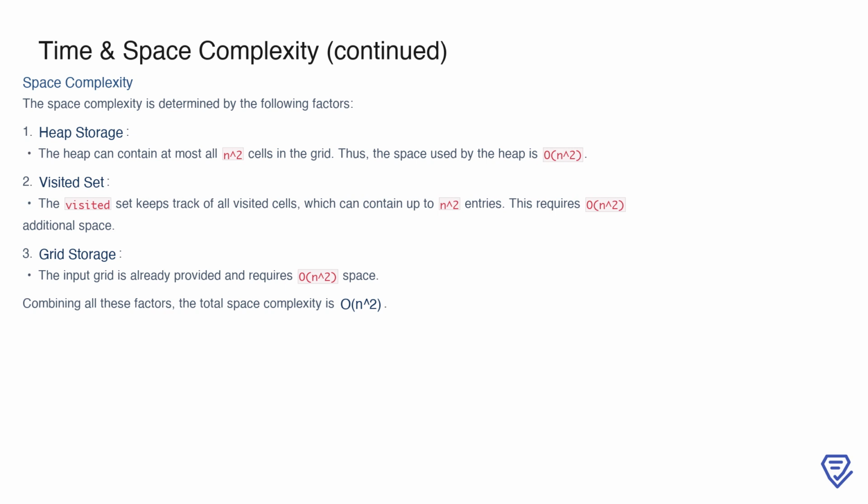First, the heap itself can store at most all n² cells of the grid, so the space used by the heap is O(n squared). Second, we maintain a visited set to ensure that each cell is processed only once. This set can also contain up to n² entries, requiring O(n squared) additional space. Lastly, the input grid is already provided and occupies O(n squared) space. When we add these together, the total space complexity is O(n squared), as the dominant factor is the size of the grid and the data structures used to track progress.